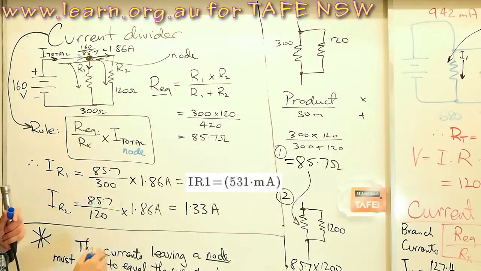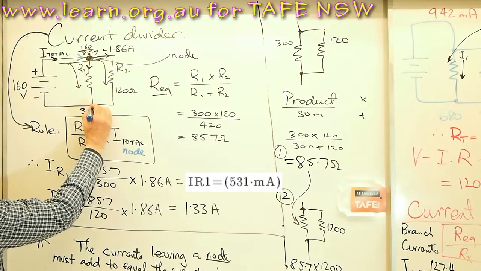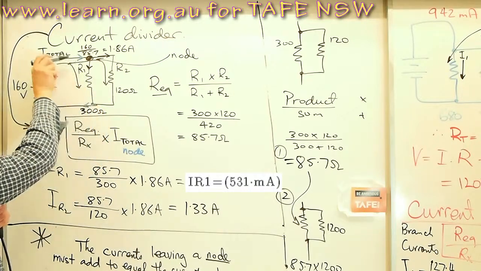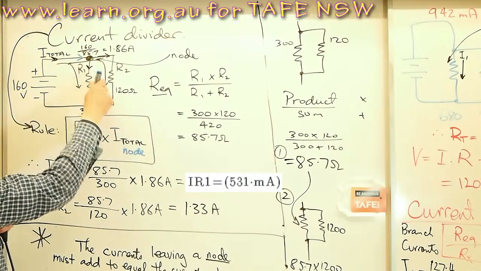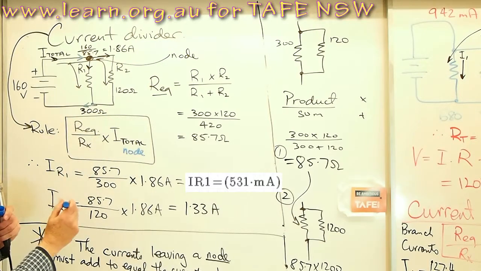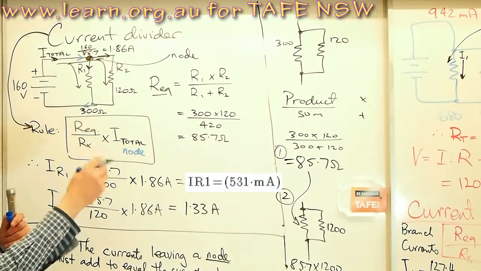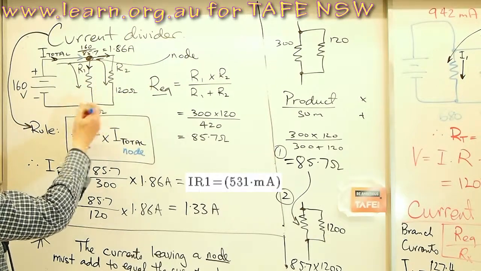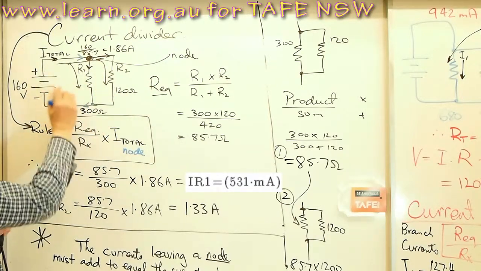And of course, I know the camera, the way it's set up, you can't see everything on the bottom of the screen, but it says the current leaving a node must add to the current entering the node. So where I've got another node down here and I've got current leaving that node, the current which comes into that network has to equal a current going out of the network. So that is to say that the algebraic sum of the individual branch currents has to add up to, in this case, the total circuit current.